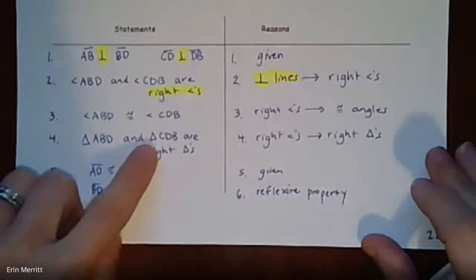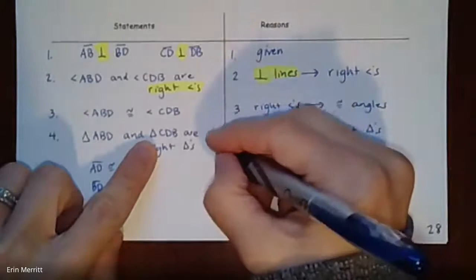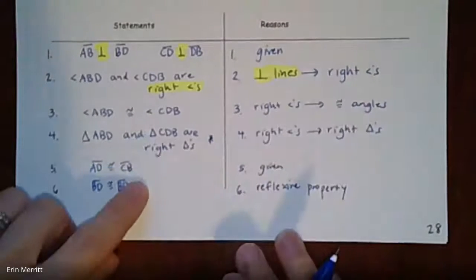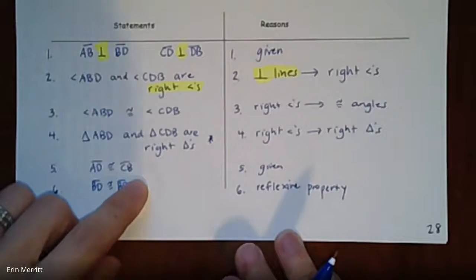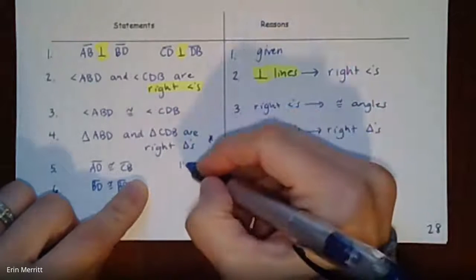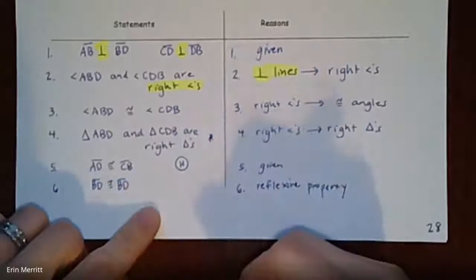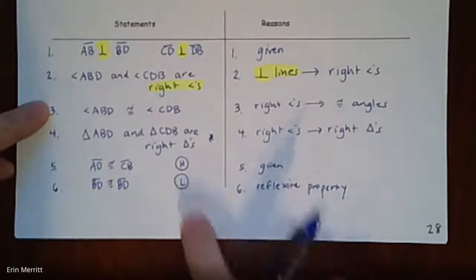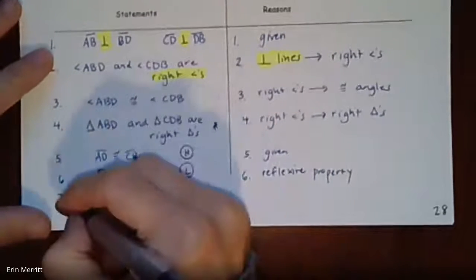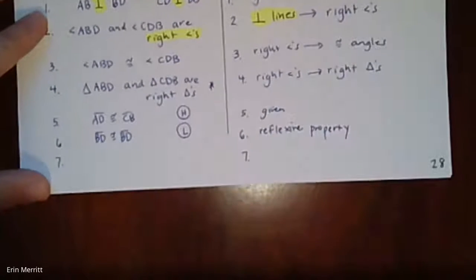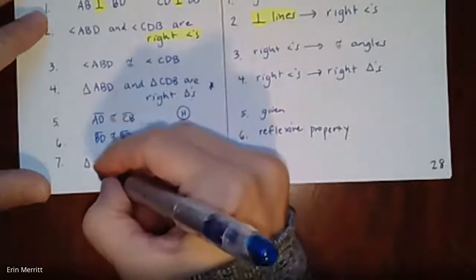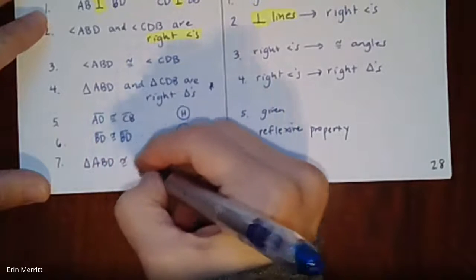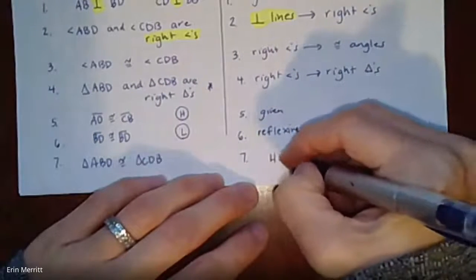So we've got right triangles. This is our key step right here. AD being congruent to CB was our hypotenuse. And then BD congruent to itself, that was our leg. All right, we've covered all our bases. So step 3 ended up being like a bonus step, fun facts to share. Lastly, we get to say triangle ABD is congruent to triangle CDB. And finally, by hypotenuse leg.